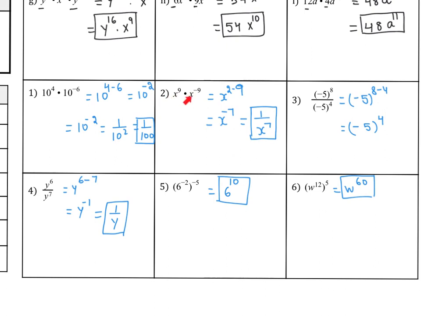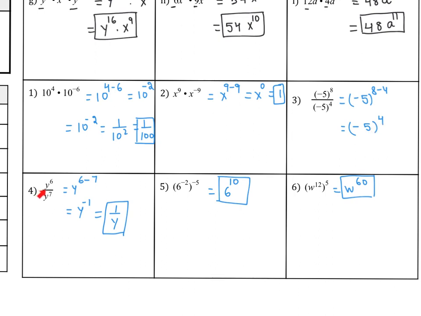For number 2, bases are same. You're going to add the powers. And when you add the two powers, it's 9 minus 9, that is x to the power 0, and the final answer is going to be 1. Just remember that every time you have exponent as 0, the answer should be 1. Number 3, division property. So you're going to subtract the bottom number from the top number. So negative 5 to the power 8 minus 4, that's going to be negative 5 to the power 4.